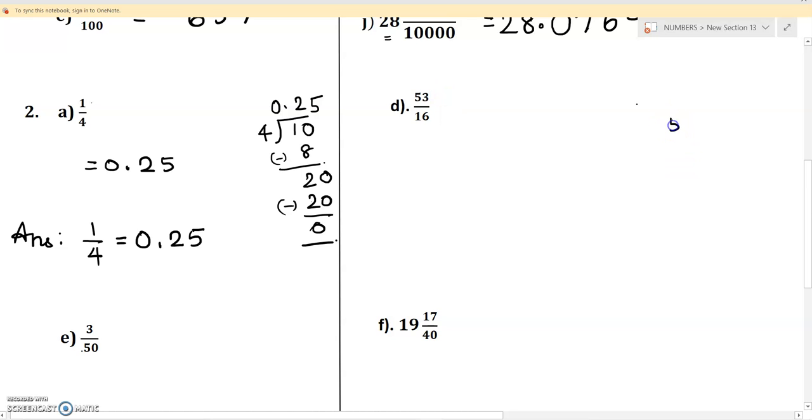Look at the next question. 53 by 16. So 53 divided by 16. Now we are going to use the 16th table. In the 16th table, we will get 48 in the third term.